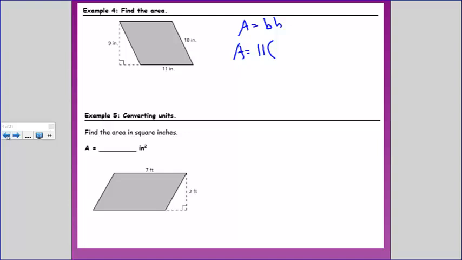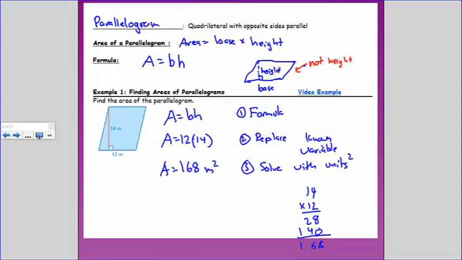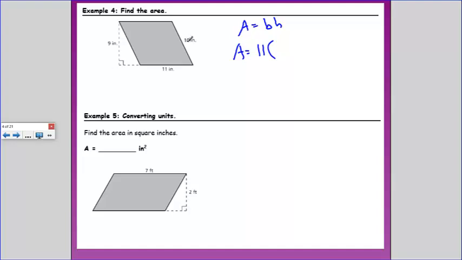And then the height, some people are like, wait a minute, what do we grab? We had gone over this just a few moments ago. The height must be straight up and down. The height is not at a slanted height. As a result, the 10 is slanted. It is extra information there to fool you. The actual straight up and down height is 9. So this one is 11 times 9, so it's 99 inches squared.